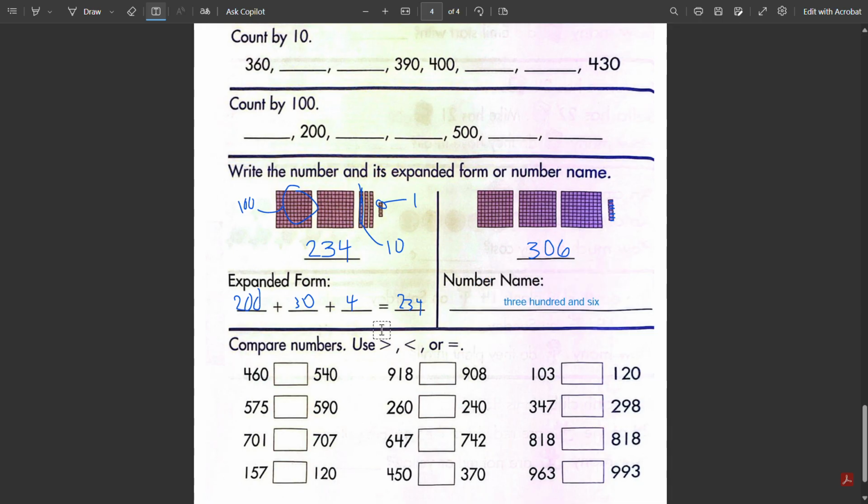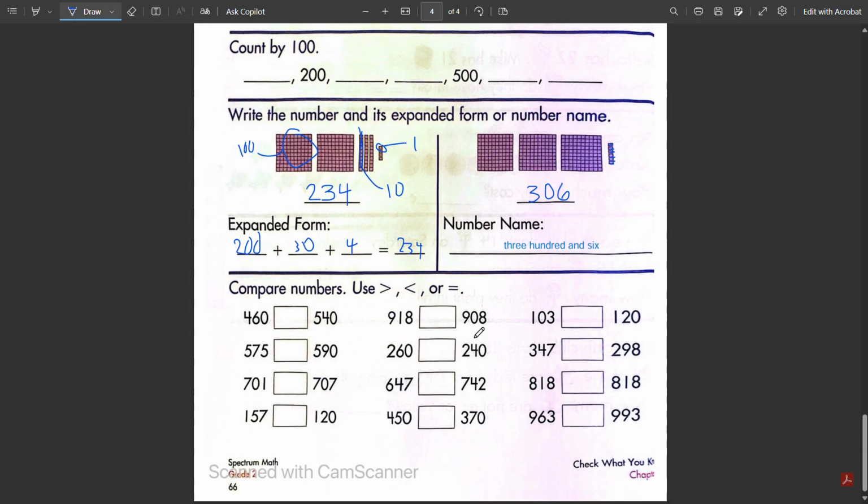Okay. This one I'll go over the top row how to do it. So you just do the alligator mouth at whatever number is bigger, and if they're the same number, you do the equal sign. So 460 or 540. 540 is bigger. 918, 908, 918 is bigger. Is there one with equal? This one is equal, so 818 is equal, so you do an equal sign. And that is all.